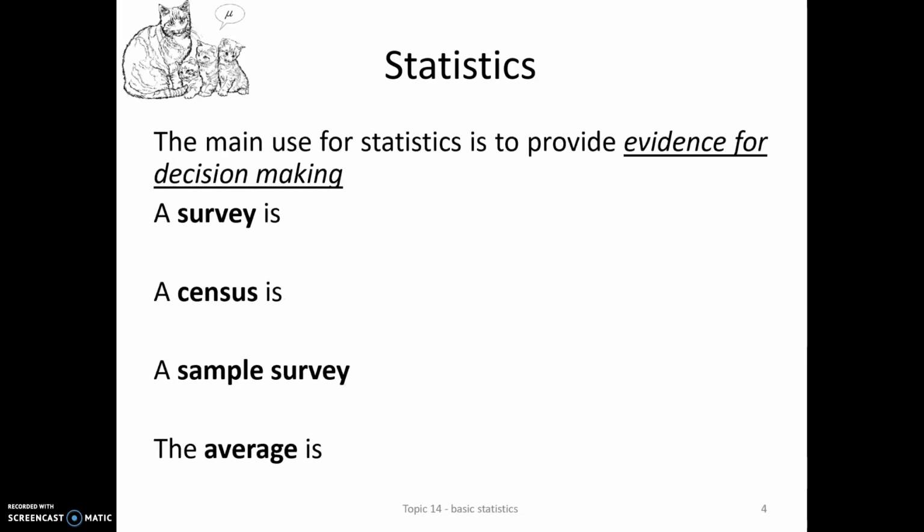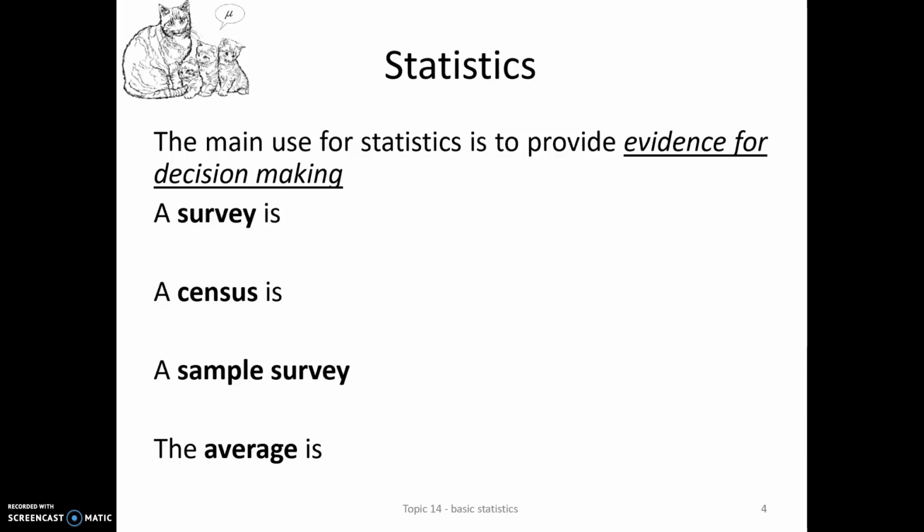We use stats to help us make decisions. A survey is a statistical investigation where we collect the data, and it might be from a whole population or it might be from just a sample of that population. A census is where every single member of the population is investigated. Then, as I said, we might look at a sample of that.